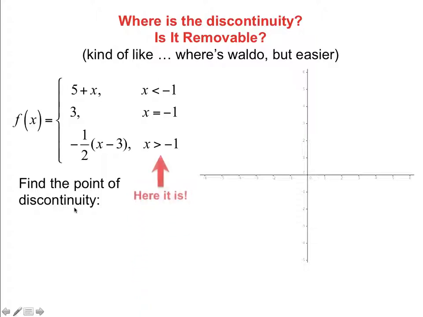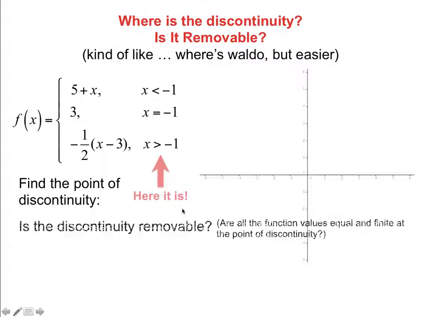We just have to look right here. So the point of discontinuity is that location, that x value, where we transition from one function to the next, and we transition at -1 here. Okay, so let's take a look at whether we have a discontinuity, and if we do, whether it's removable.